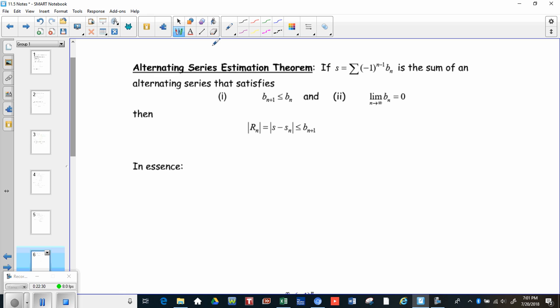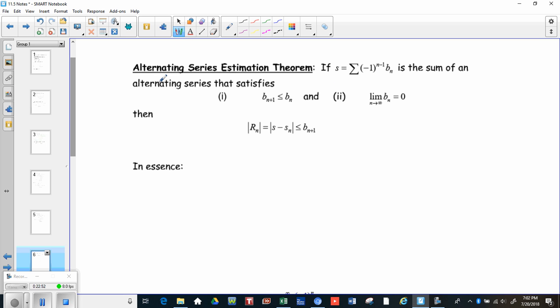So the idea is this. If you were to take the actual sum of this thing, the sum would be taking the actual sum of the entire series and adding it up. That would be the sum of an alternating series. The problem is we obviously know that that's not necessarily the easiest thing to do.